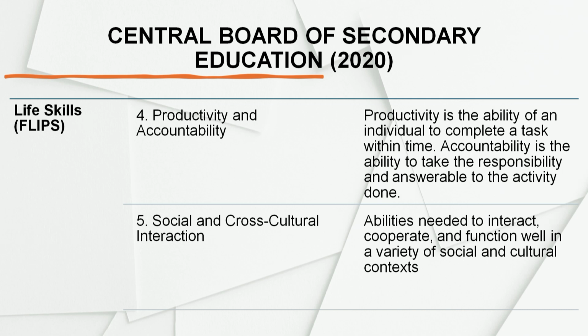Productivity and accountability: productivity is the ability of an individual to complete a task within a stipulated framework of time, and accountability refers to the ability where we take responsibility for the work we have done and are answerable for the actions resulting from that work. And last, the S stands for social and cross-cultural interaction.